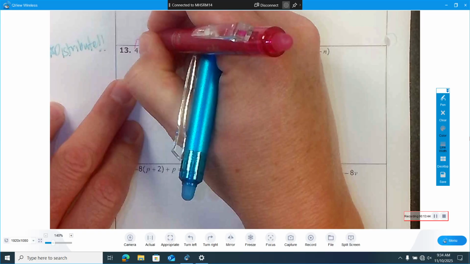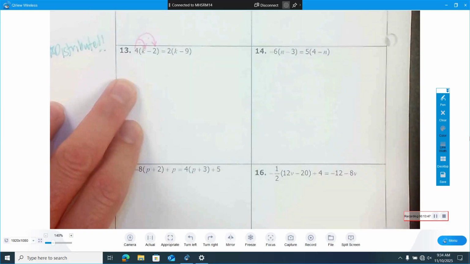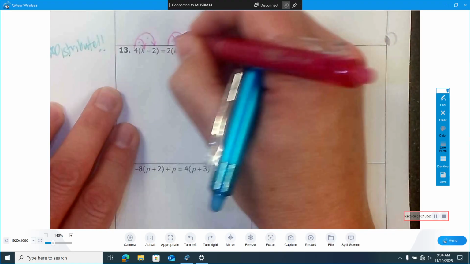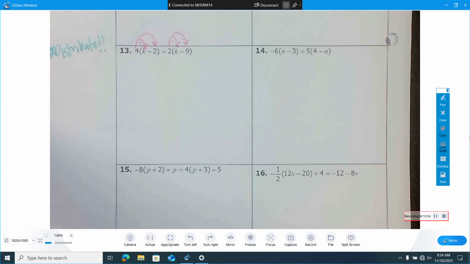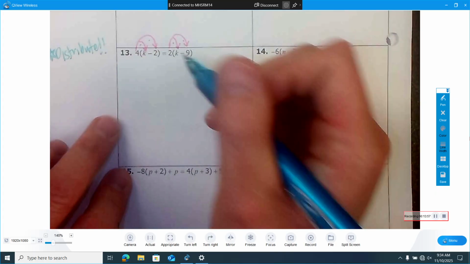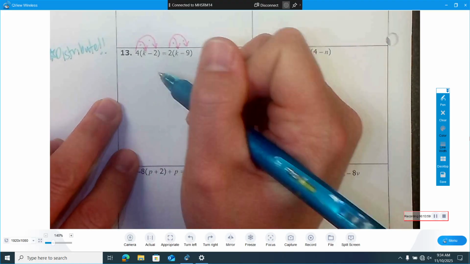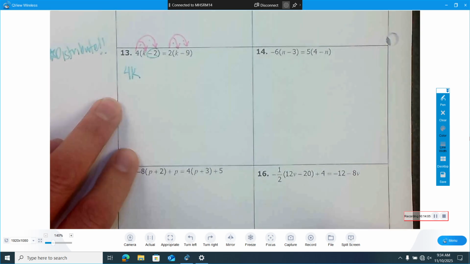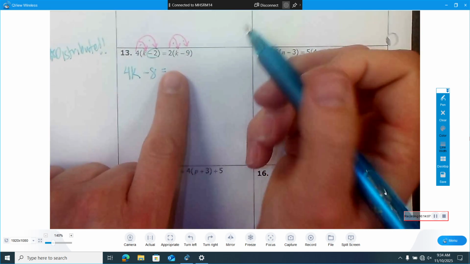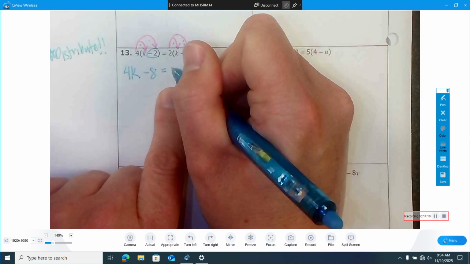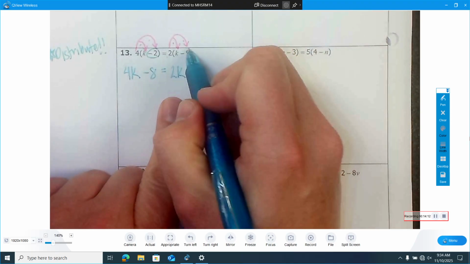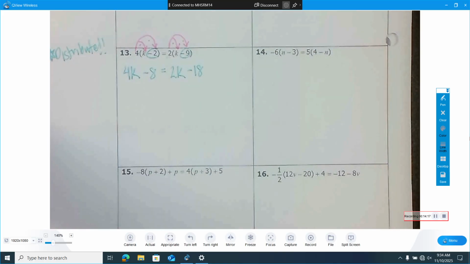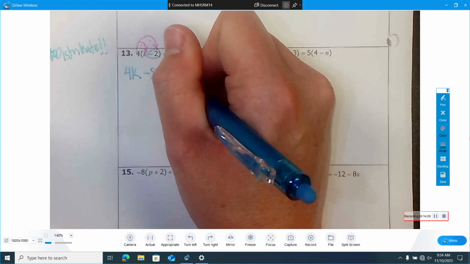So we're going to take our 4 and it's going to multiply in. And we're going to multiply in the 2. And when we multiply, do the parentheses remain or do the parentheses go away? Yeah, they go away. So let's see. 4 times k is 4k's. And then 4 times negative 2, negative 8 equals. On the right-hand side, we have 2 times k, 2k's. And then 2 times negative 9, negative 18. Very good. So distribute first. And now I can draw my wall.